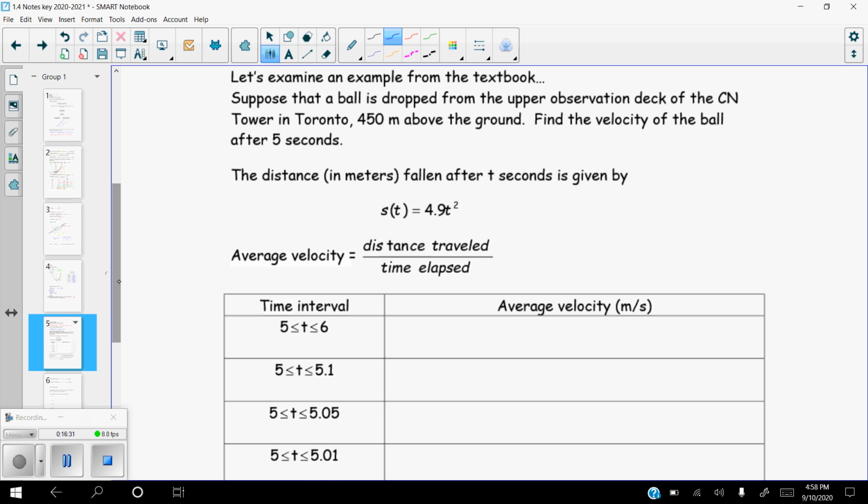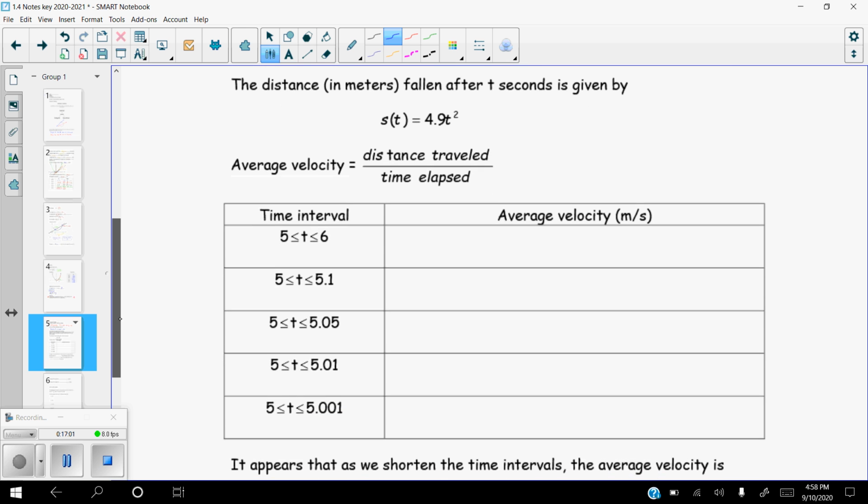Here's the idea. Suppose that a ball is dropped from the upper observation deck of the CN Tower in Toronto, which is 450 meters above the ground. So we're just going to take a ball and drop it off this deck. Very high. Find the velocity of the ball after 5 seconds. So obviously this ball is going to start to drop. We want to know what its velocity heading towards the ground is at exactly 5 seconds. Okay, not easy to do.